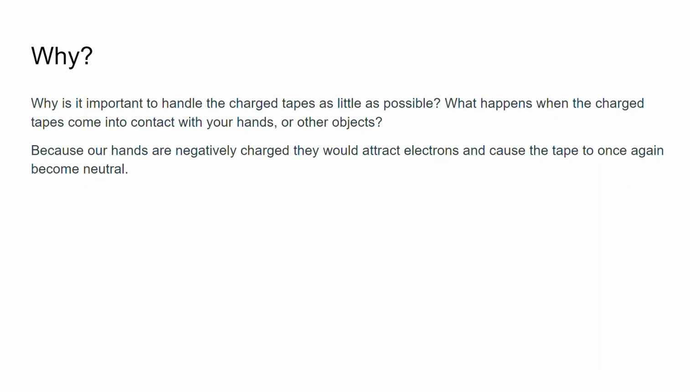And finally, why is it important to handle the charged tapes as little as possible? What happens when the charged tapes come into contact with your hands or other objects? Because our hands are negatively charged, they would attract the electrons on our hands and cause the tape to once again become neutral.